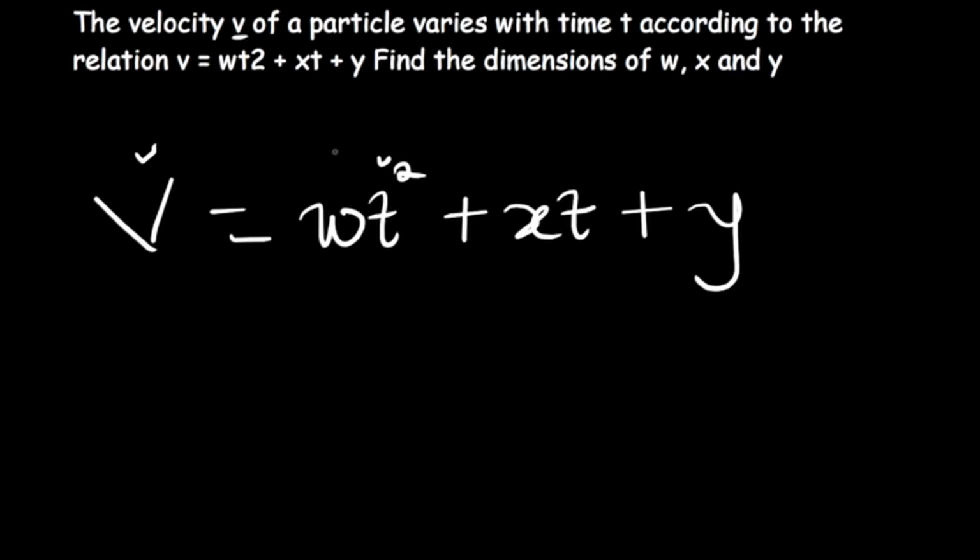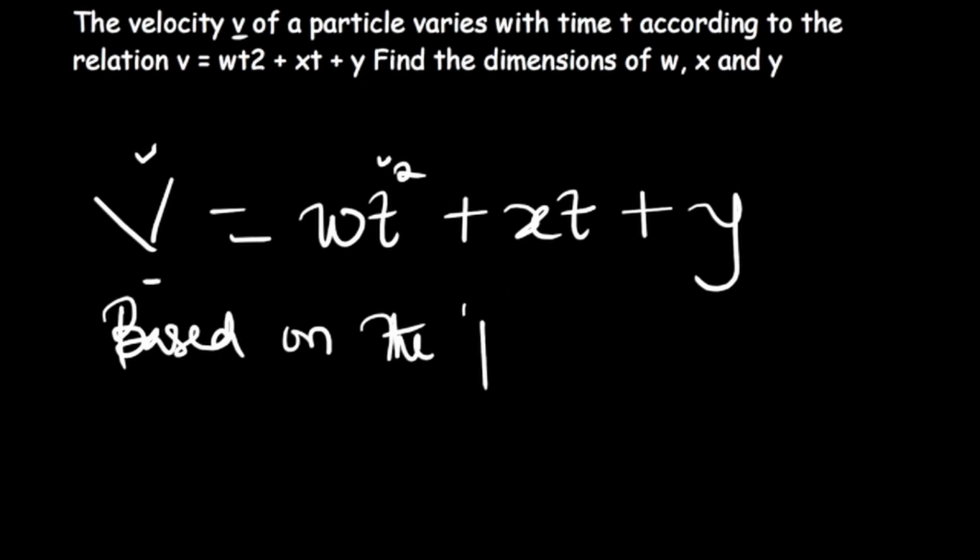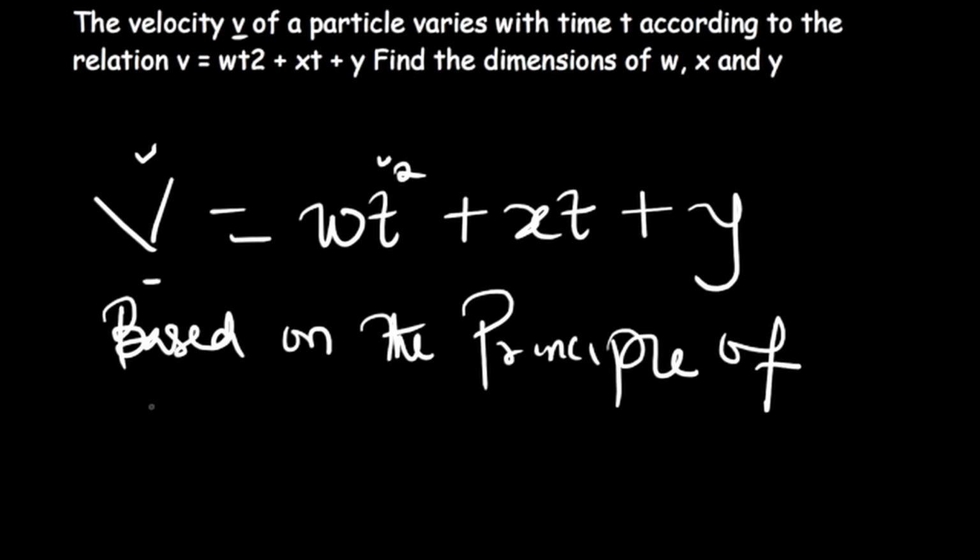First, what is the principle of homogeneity? The principle of homogeneity states that expressions or units on both sides of an equation must be the same. If that is true, then it means that we can equate velocity to wt². Let me show you what I mean. So we say, based on the principle of homogeneity.